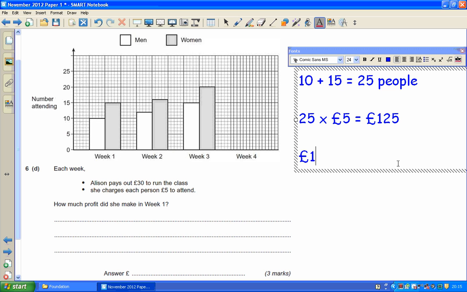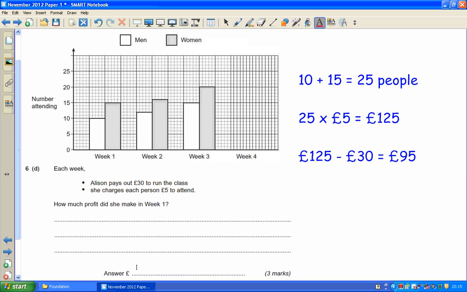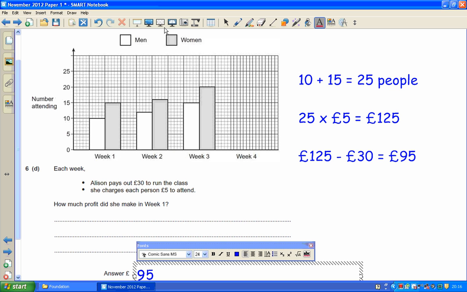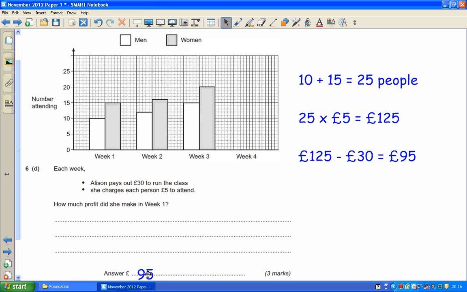And then finally, she has been charged £30 to run the class. So 125 minus 30, which is £95. So the answer is 95 quid. Now then, 3 marks for that question. 3 marks, so I would be tempted to put all 3 bits of information there, the 3 steps that you've got. 10 plus 15 is 25, times 5, and then take them away. Okay, if we just go straight to the answer of £95 without this bit of working out that we've got, you're not going to be getting your 3 marks, you're probably only going to get the 1 mark for that.